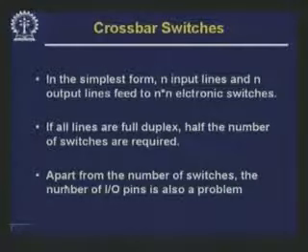The other problem with crossbar switches is that apart from the number of switches, the number of IO pins is also a problem. If you want to make, let us say, a 1000 by 1000 line switch, with 1000 subscribers, you may have 1000 incoming lines and 1000 outgoing lines. But how do you put all these 1000 plus 1000, 2000 pins on whatever chip you try to make? So that also becomes an issue and a problem.